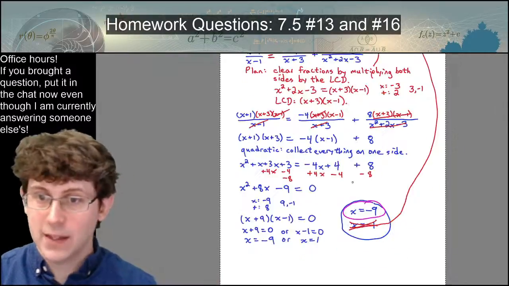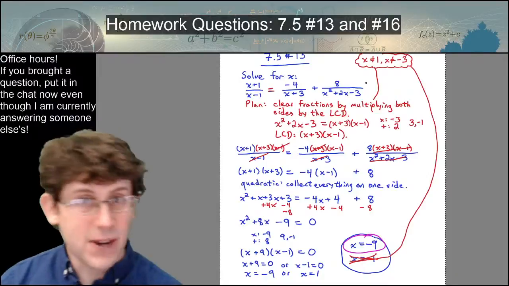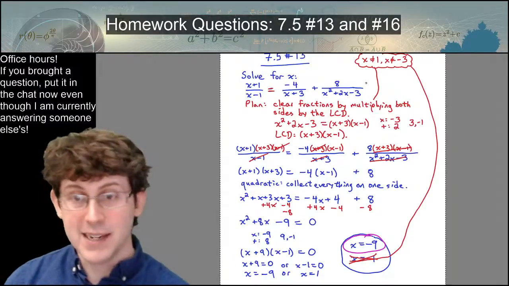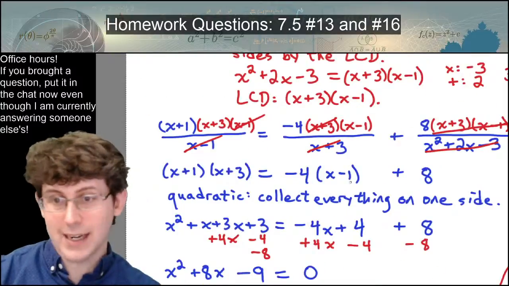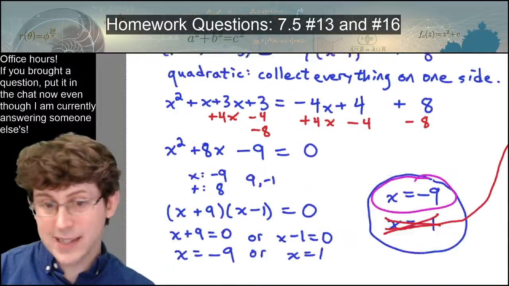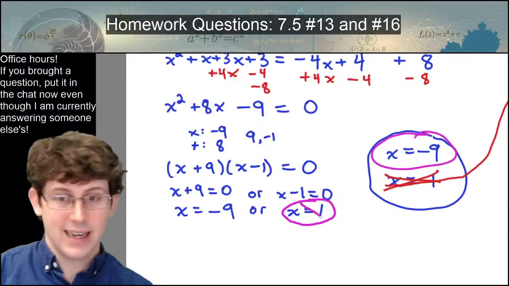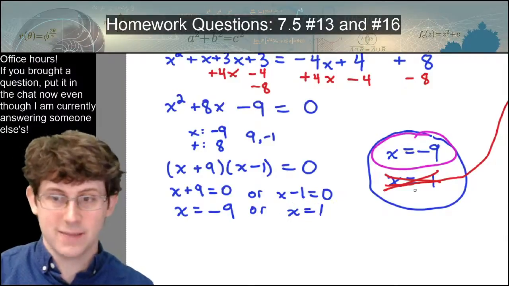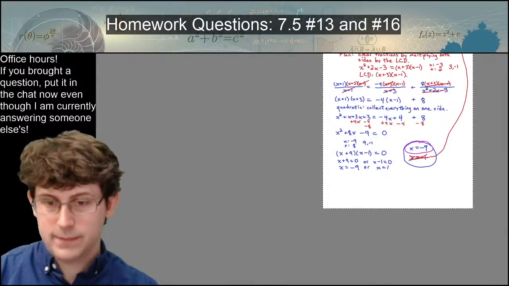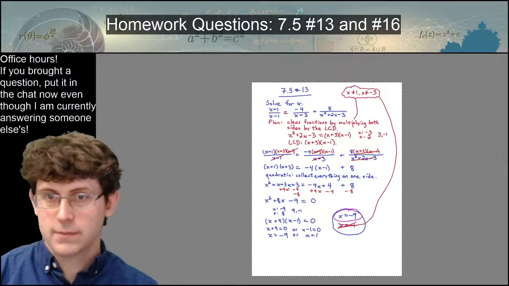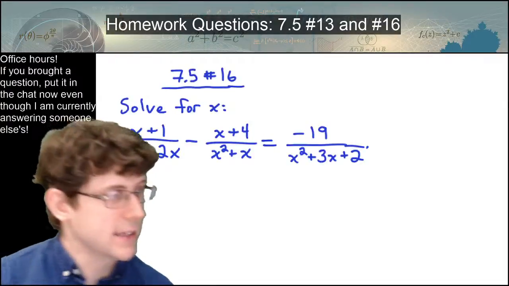So that's number 13. To recap it, I looked at the question. It had a lot of fractions. I decided to destroy the fractions by multiplying both sides by the least common denominator. I did it, multiplied both sides by the least common denominator, and ended up with a quadratic. When I solved the quadratic, I got 2 answers, and then I had to notice that one of the answers was actually just not okay, and I crossed it off. I was left with just one answer. Let's look at number 15 next. Let's look at number 16 next.